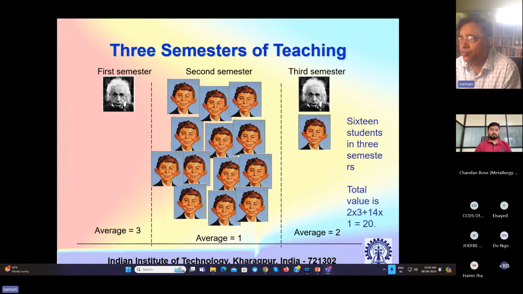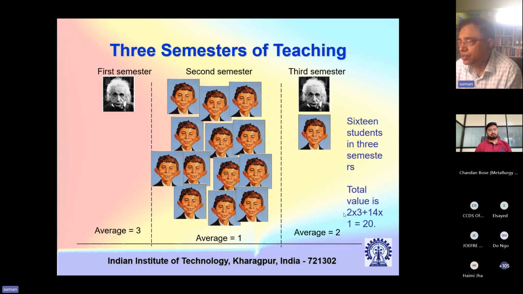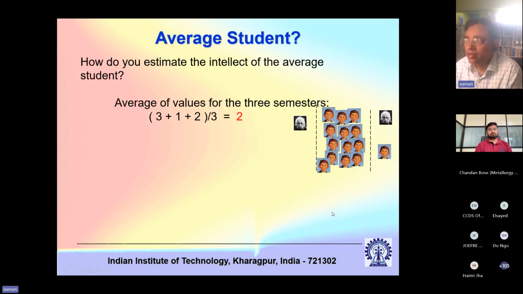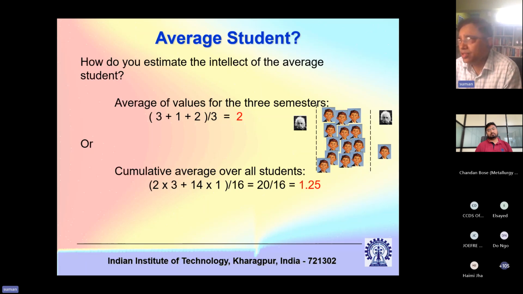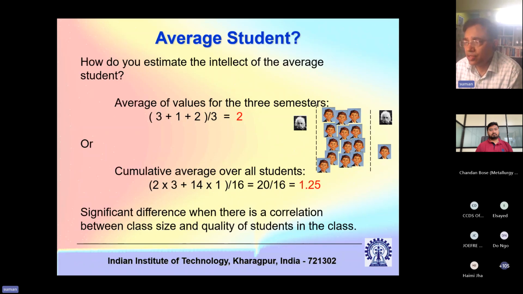And therefore, now if you want to see what is the average intellect that the teacher has taught over these 3 semesters, 16 students, if you just multiply by their weight, and then if you want to find out what is now the average intellect that the teacher has handled. So one way is averaging over the 3 semesters, which are sort of individual ensembles. So 3 plus 1 plus 2 divided by 3, that is 2. But another approach would be, why should we do that? We should make a cumulative, or you can say weighted average, and it is 20 divided by 16 cases, so 1.25. So this just shows that there is a significant difference when there is a correlation between the class size and the quality of students in the class.